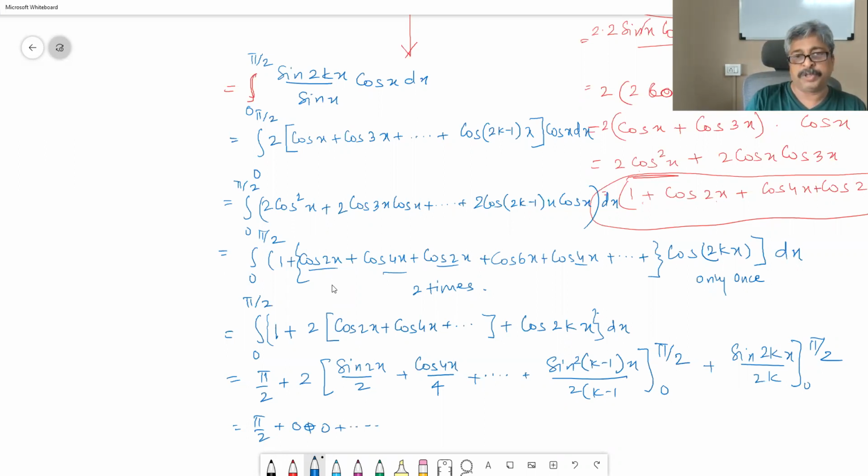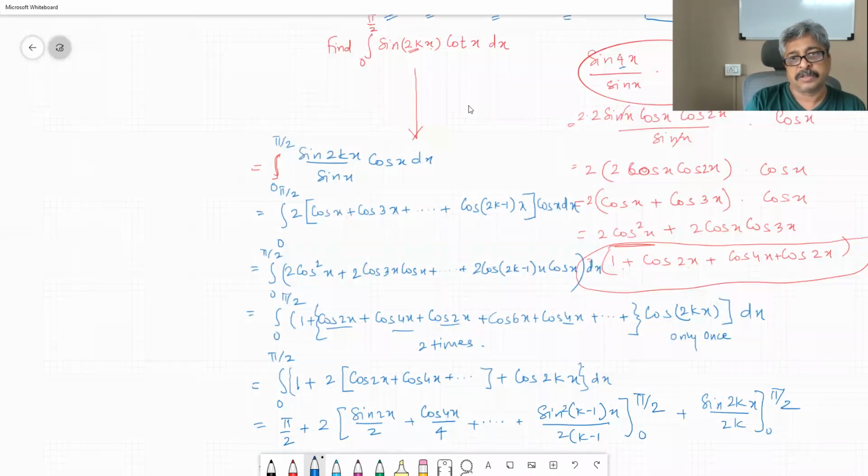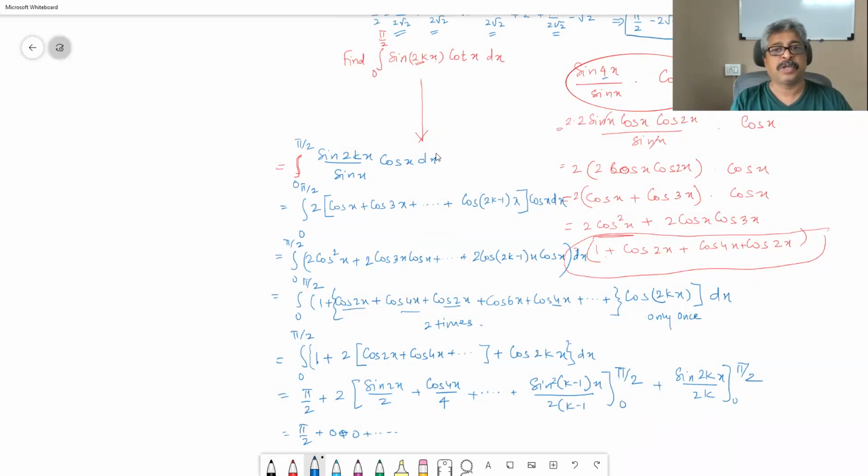So I have to give in the beginning that k is even. Then only the answer is correct. Find integral sin 2kx cot x dx for k even integer, even positive integer. Okay, that is how the answer is pi by 2.